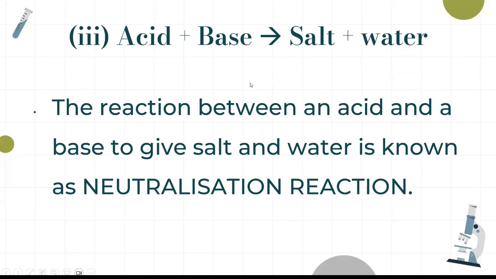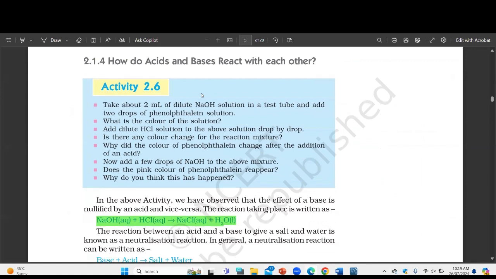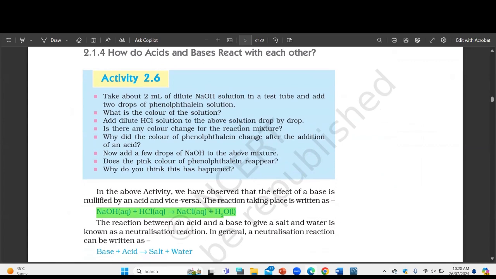The next reaction that we're going to look at is the reaction of acid and base with each other. This reaction, as we have noticed before, is called the neutralization reaction. For this, we're going to perform the experiment given in activity 2.6, in which we take NaOH solution in a test tube and add 2 drops of phenolphthalein solution. As you can see, the base in the presence of phenolphthalein solution, which is an indicator, turns pink in color.